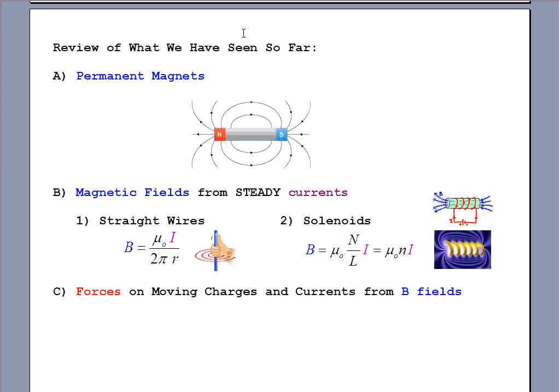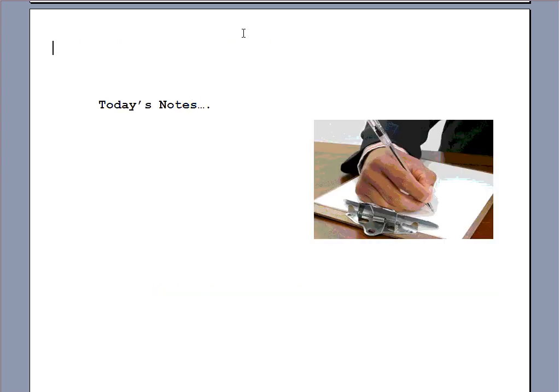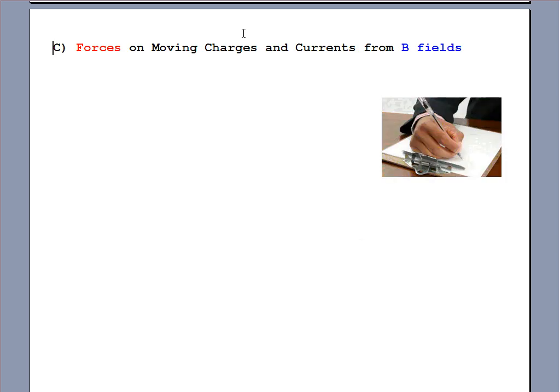And where we're progressing to today is going to be part C. It's going to take us a couple of days, and we're going to take a look at how magnetic fields, either from permanent magnets or from currents in a solenoid or a wire, can actually create forces on things, on moving charges or on currents. So this is a little picture I'm going to show you when it's time to grab your pen and take some notes. Again, part C is forces on moving charges and currents from B fields.